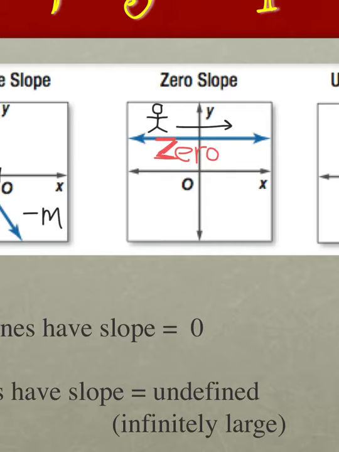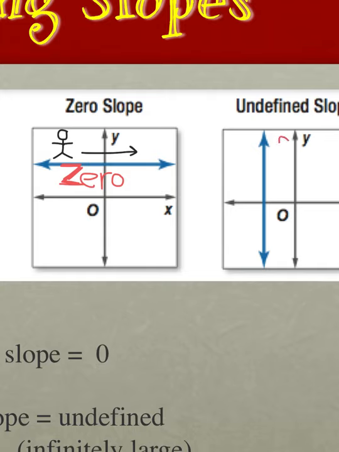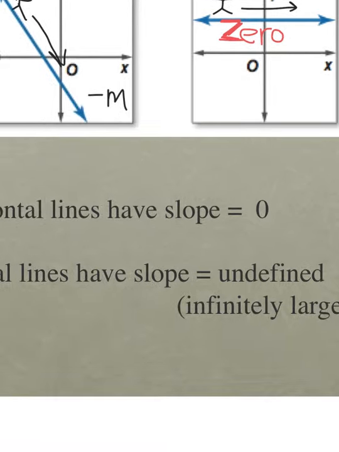And the last one here is a vertical line. If I was to try to walk along, this is not possible for me to walk along. You can't do it. That's undefined. You can use a part of the line to kind of do the U for undefined. So again, horizontal lines have slope that equals zero. Zero is a number. Vertical lines have slope that's undefined. It's infinitely large. Okay?